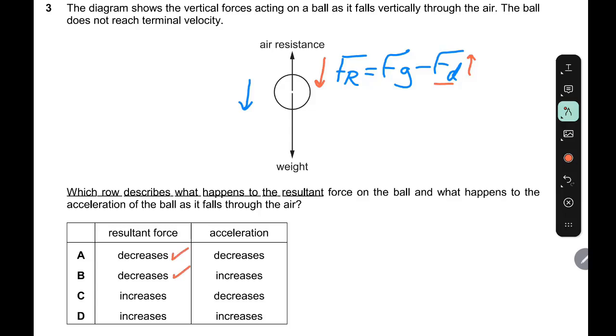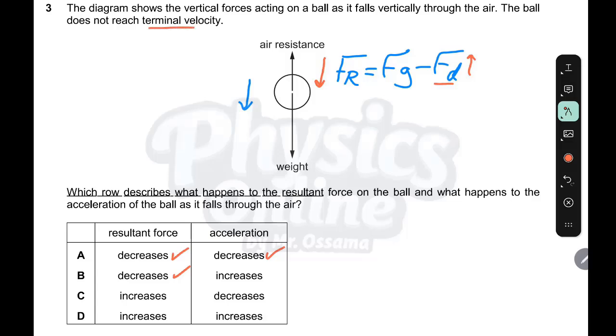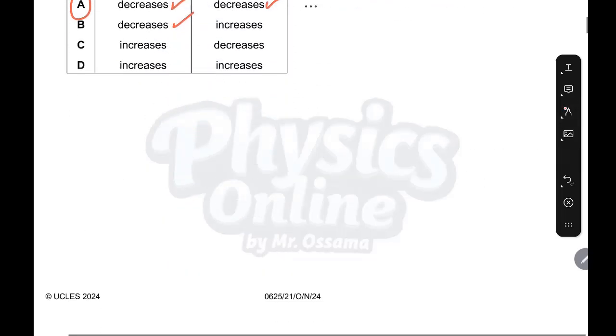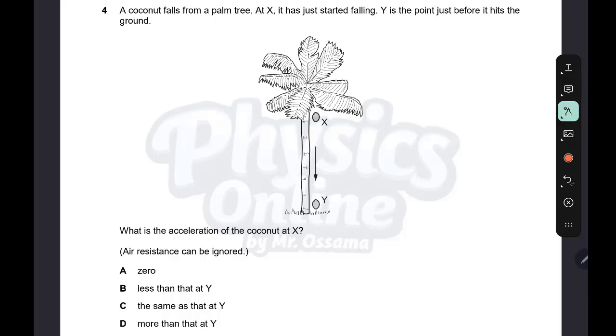As the resultant force decreases with time, the acceleration also decreases, which is logical, because when the acceleration becomes zero, you reach terminal velocity. So the answer is A.